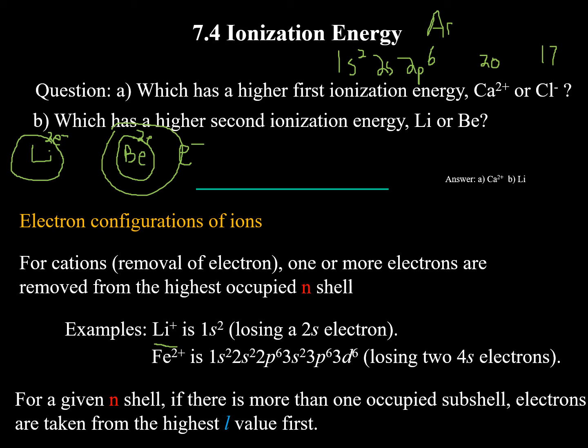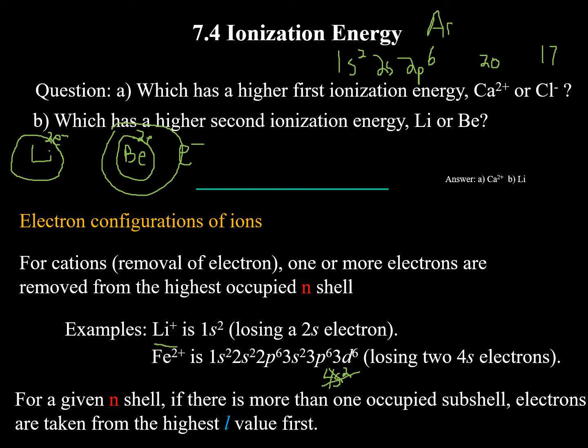In the case for iron, we have 1s2, 2s2, 2p6, 3s2, 3p6, 3d 1, 2, 3, 4, 5, 6. When we lose two of those electrons, it actually comes off the 4s. So the 4s2 will be removed. The electrons from here will be removed.